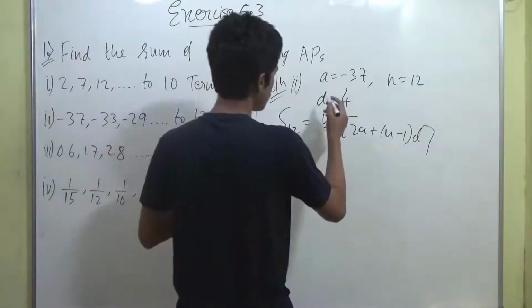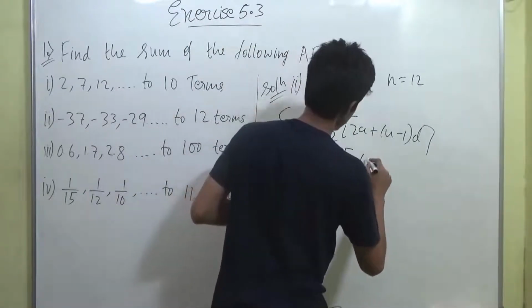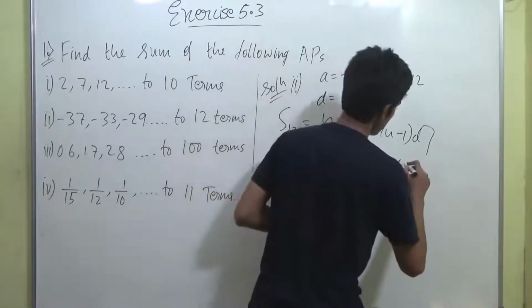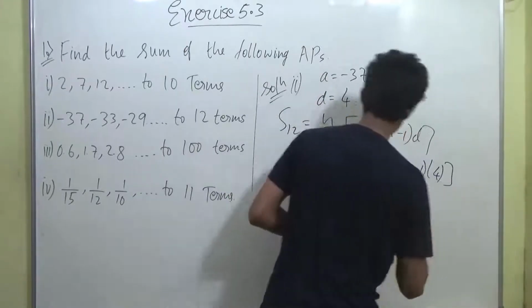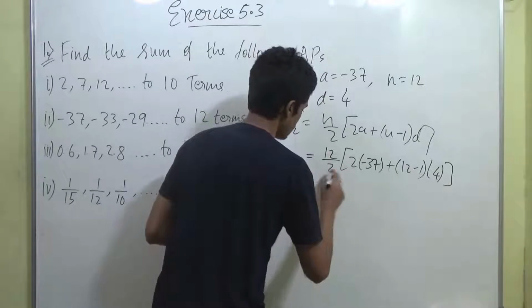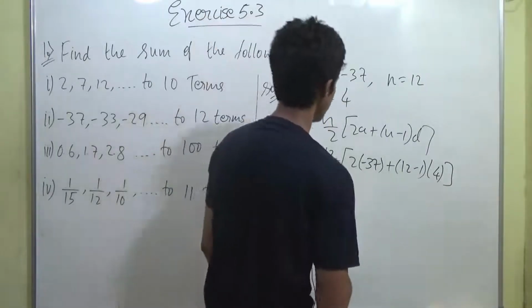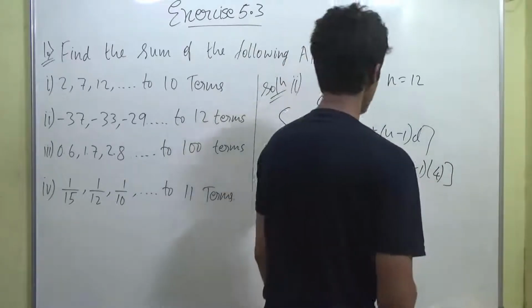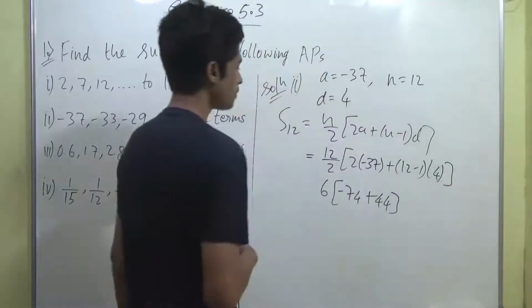Now let's start substituting the value n equal to 12. So it's going to become 12 by 2 into (2a plus (n minus 1) into d), that is 12 minus 1 into d, which is 4. So this is the formula. So this is going to become equal to 6, right? 12 by 2 is 6, and this one becomes minus 74 plus 11 into 4, that is 44. So this will become overall minus 30.